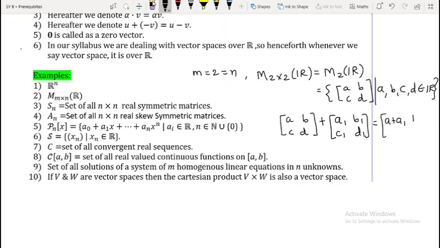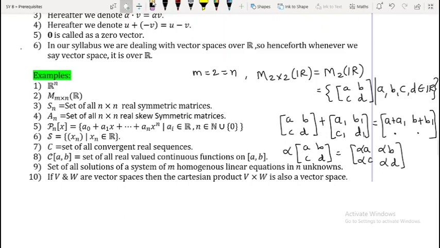A plus A1, over here B plus B1, and the rest of the elements will come: C plus C1, D plus D1, that you can write. Next, scalar multiplication is defined as alpha times (A, B, C, D) equals what? We multiply this alpha to each and every element of the matrix. So this is nothing but scalar multiplication. In this way, addition and scalar multiplication are defined.